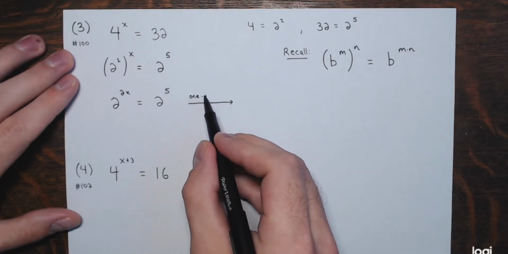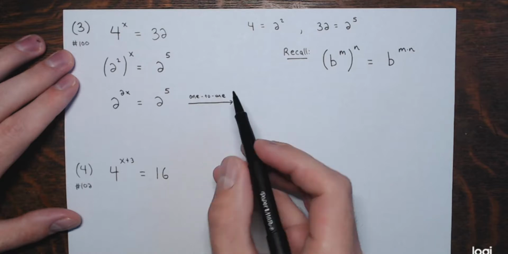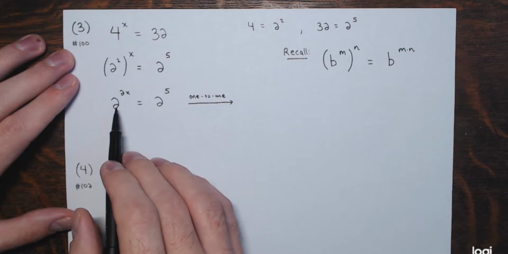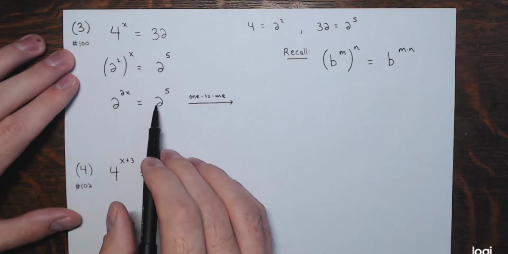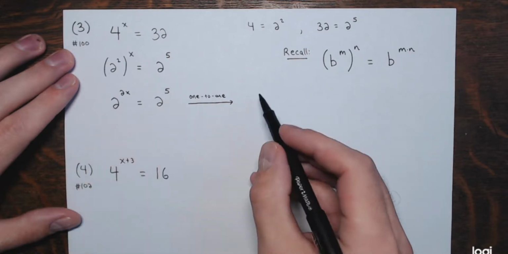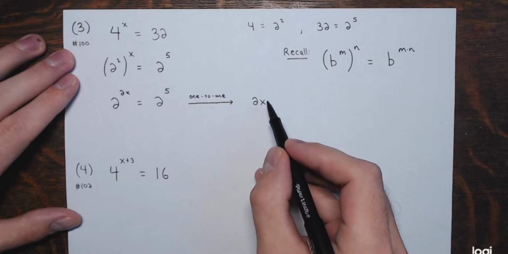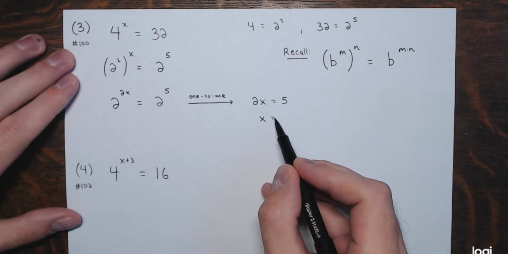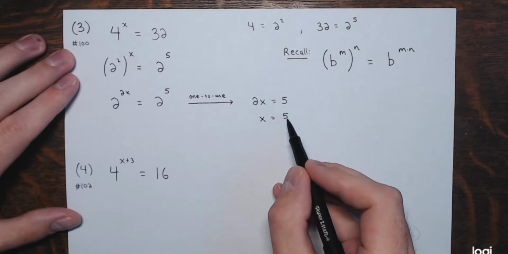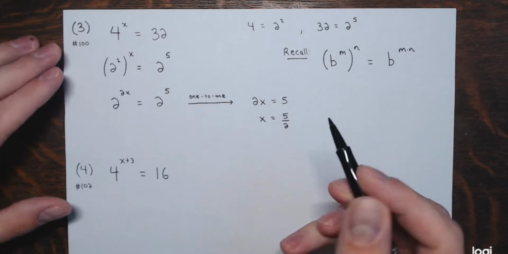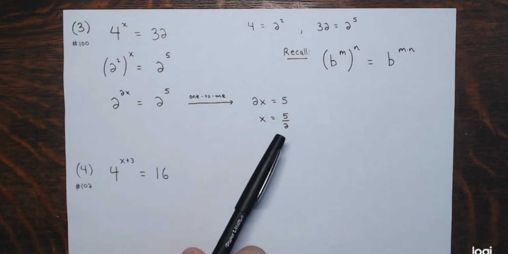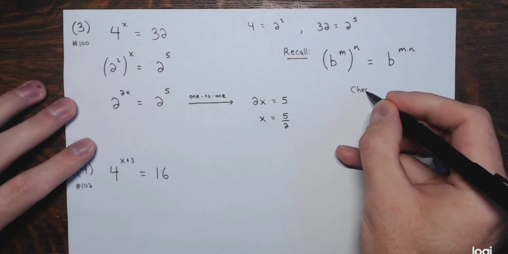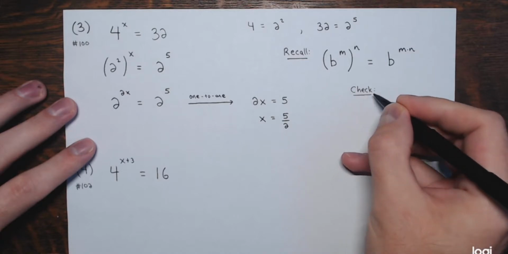All right, now I can apply that 1-to-1 property. These both now have the same base to a power, and the only way this is going to happen is if the exponents are the same. So if 2x is equal to 5, then x is 5 halves, 5 divided by 2, or 2.5 if you want to write it as a decimal, and check it. I'll do this off to the side. Now you can do it by hand, you can do it with a calculator, whatever.